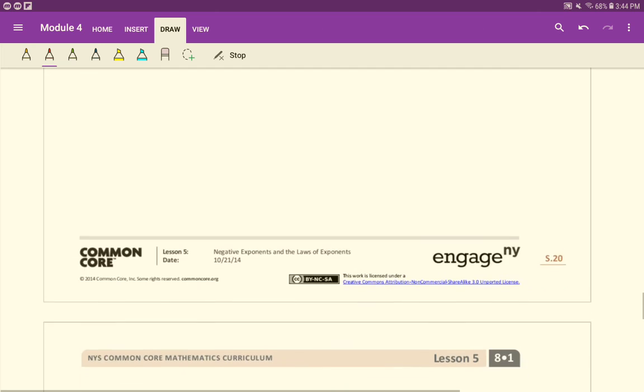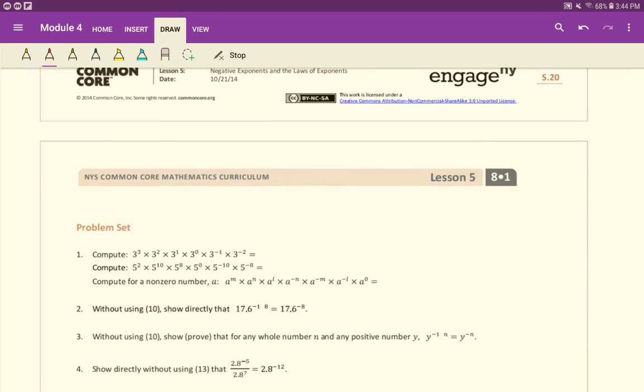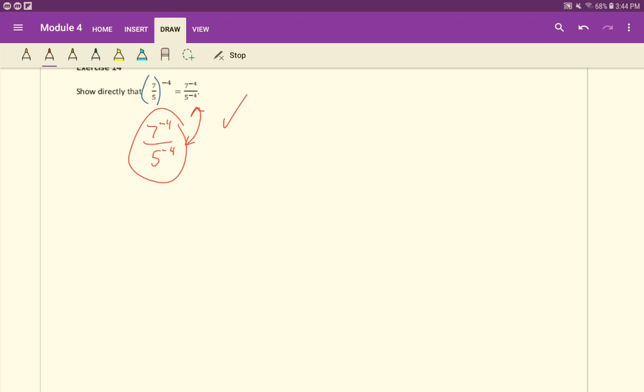Okay. And that is the last bit of those properties there. We're now at the problem set. So yeah, we'll end there and we'll see you in the next lesson.